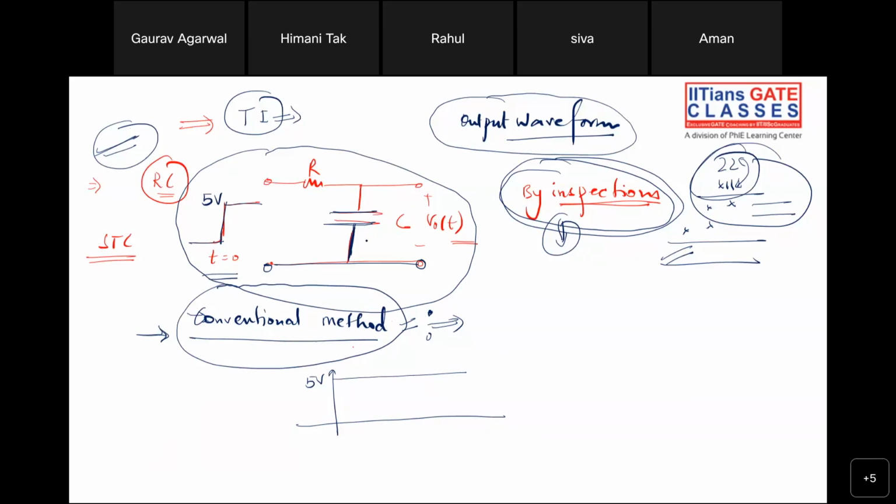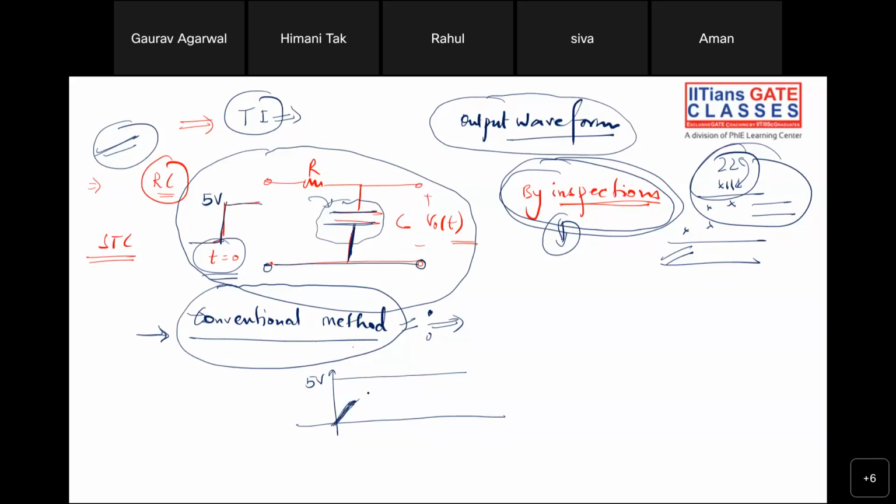Initially you have to tell how the capacitor starts charging. How does the capacitor start charging after t equal to 0? You know how a capacitor starts charging, right, when current flows through the capacitor. So what shall be the initial slope of this waveform? You have to first find the initial slope of the waveform, and then gradually things will go.